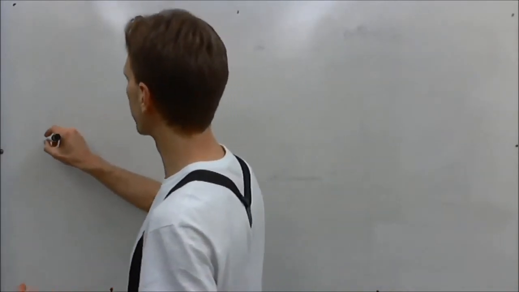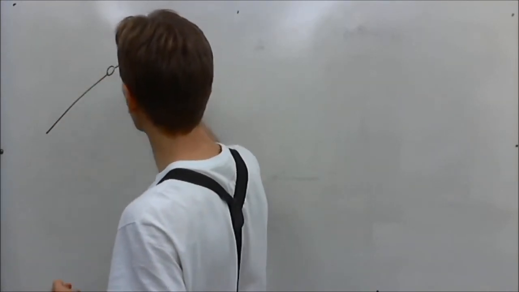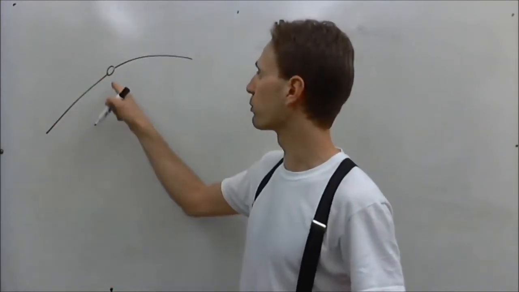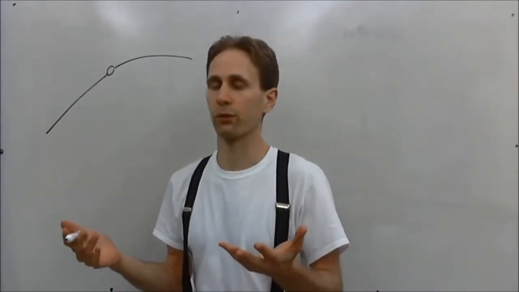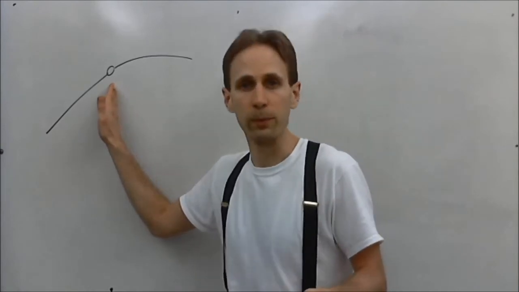For example, there's a variety of reasons for this, but if I have a function like this, say, if there's no point there, first of all, there's no way for us to have a tangent line because there's no f of a or f of x to even talk about.